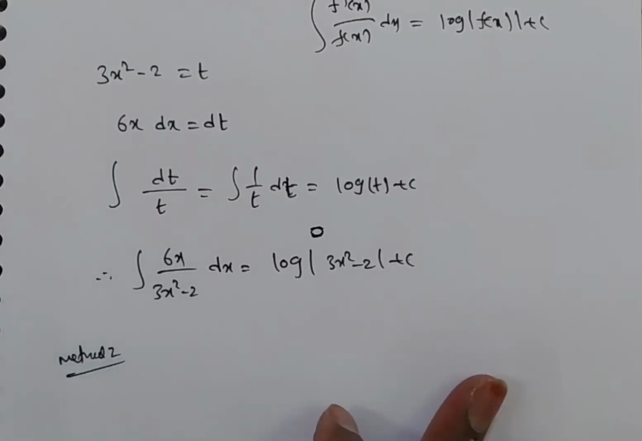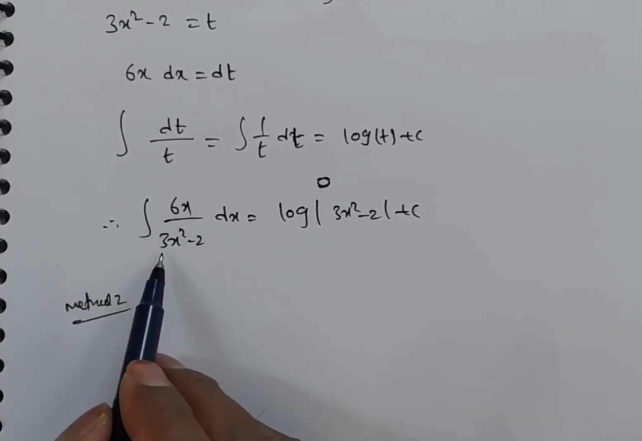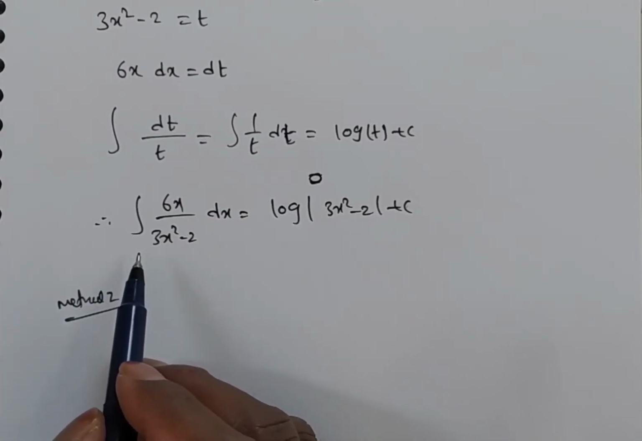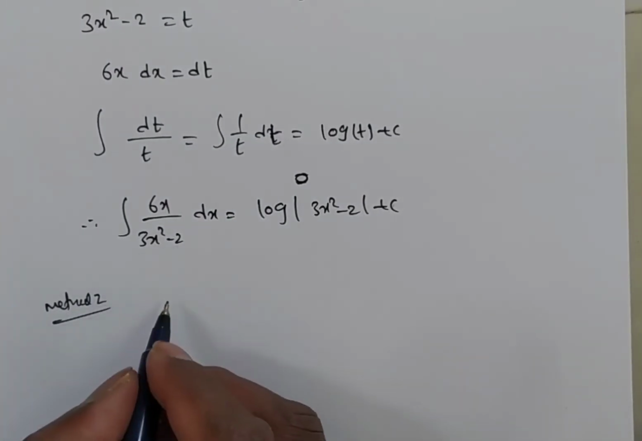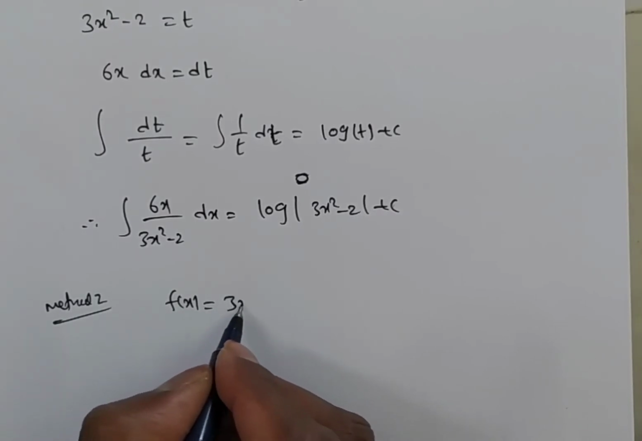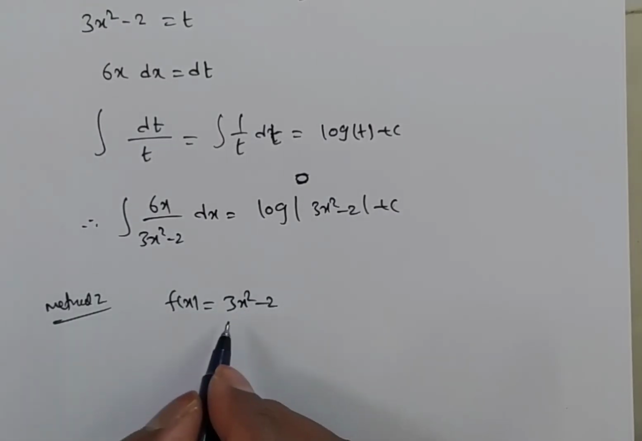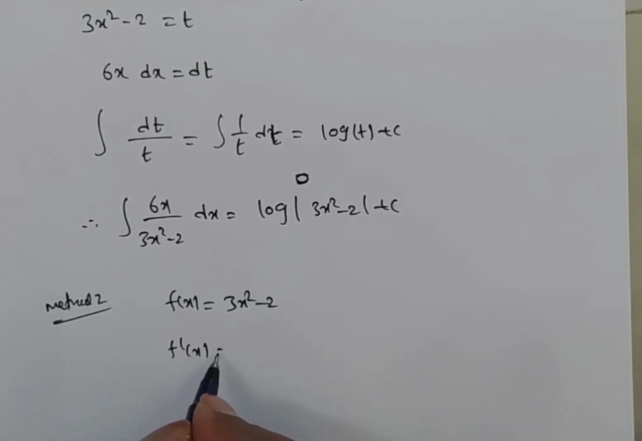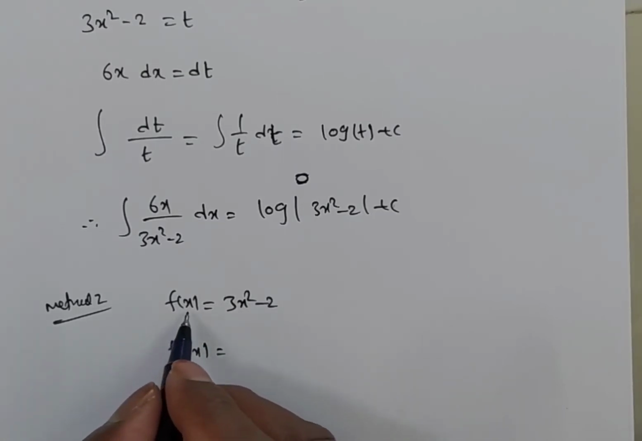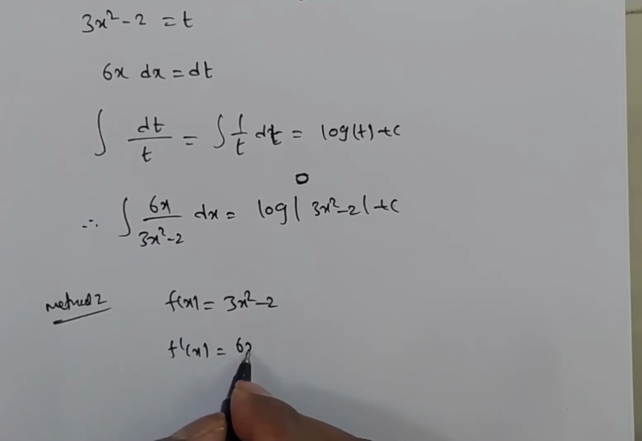Method 2. Here they are given 6x by 3x square minus 2. So numerator and denominator are there. Consider the denominator as f of x, so f of x is equal to 3x square minus 2. Now differentiate on both sides. Then f dash of x is 6x minus 0.